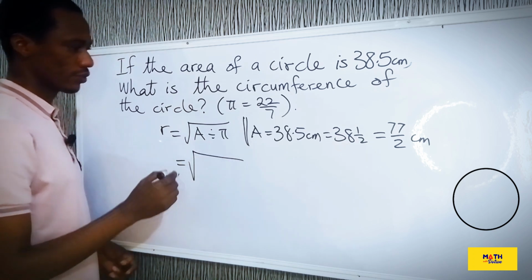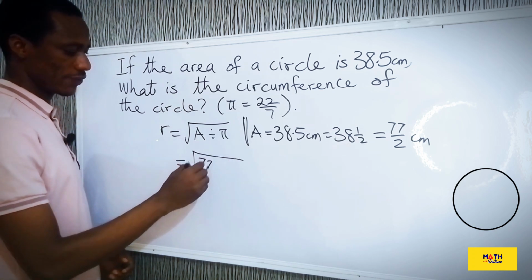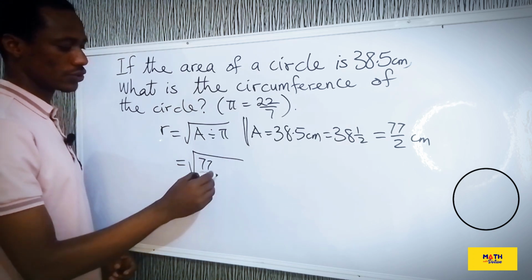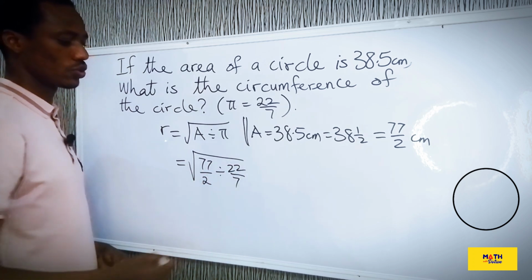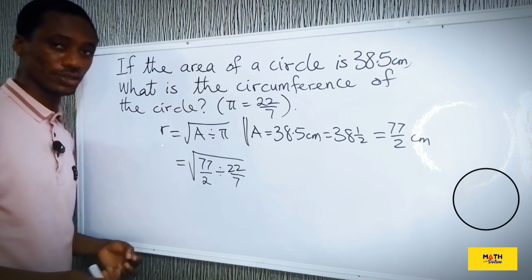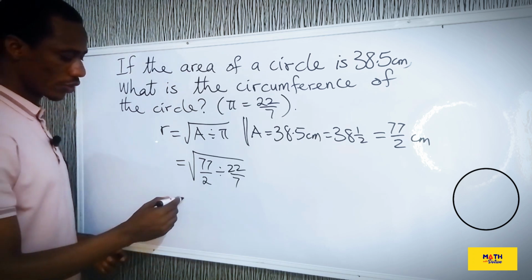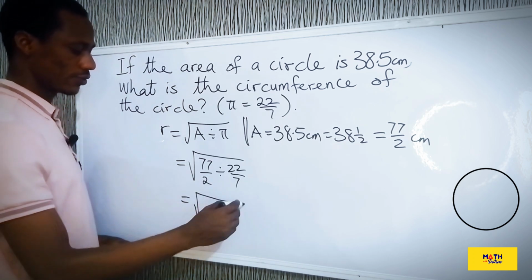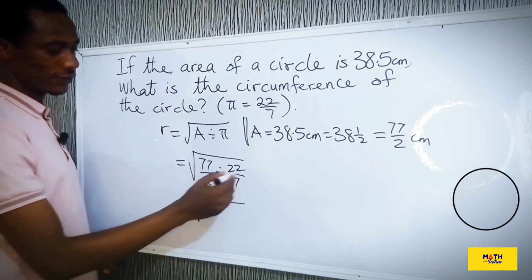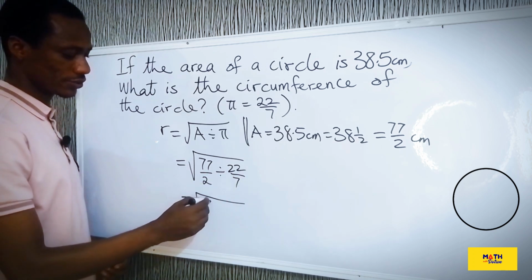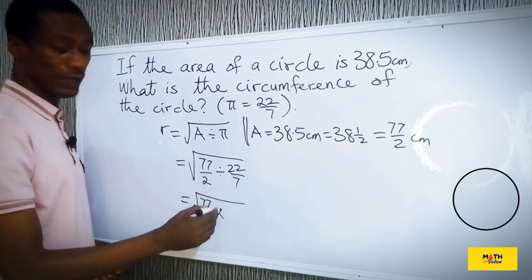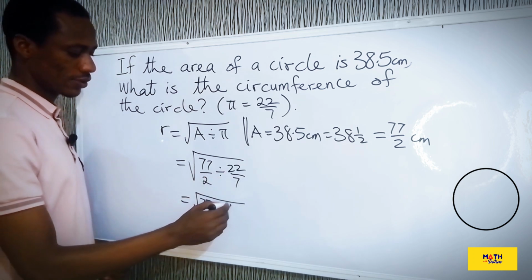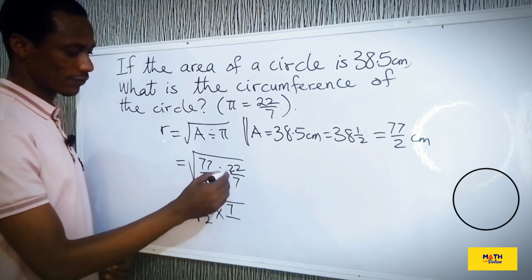So we have 77/2, the area, divided by the pi, which is 22/7. Simple division of fraction, right? So we have keep, change, flip. So we keep the first fraction as it is, we change the sign, and then we flip the next fraction.